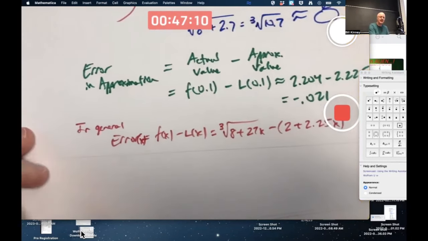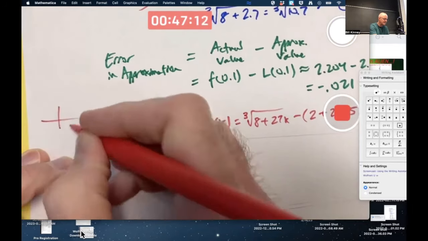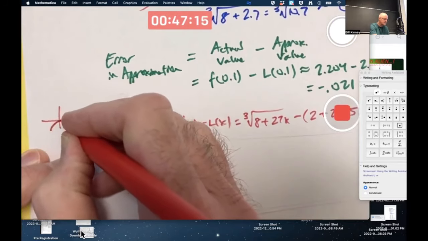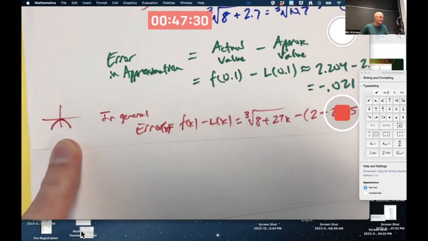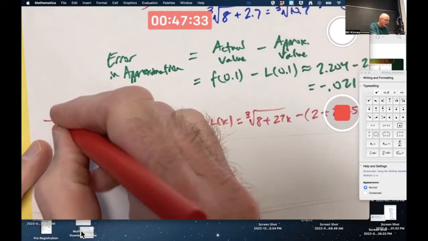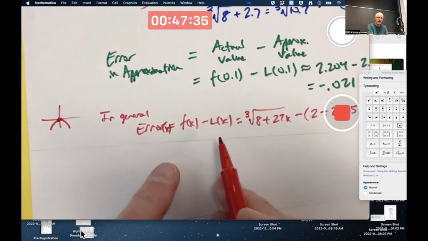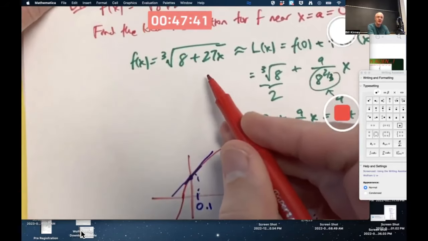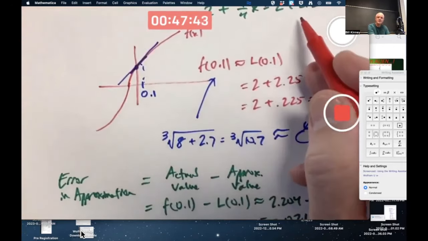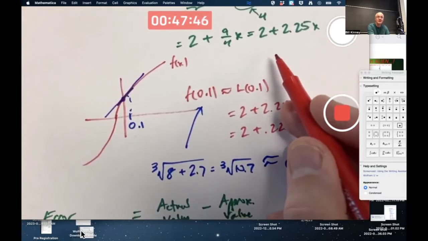I won't take the time to do it on the calculator, but what the graph would look like in this case is this. It would kind of look like an upside down parabola. It would not technically be a parabola, but it would look similar. I just happen to know. On a certain scale, you'd get a graph that looks like that. Notice the error at x equals 0 is 0. F of 0 minus L of 0 is 0. They're the same. F of 0 is the cube root of 8, 2. L of 0 is 2. 2 minus 2 is 0.